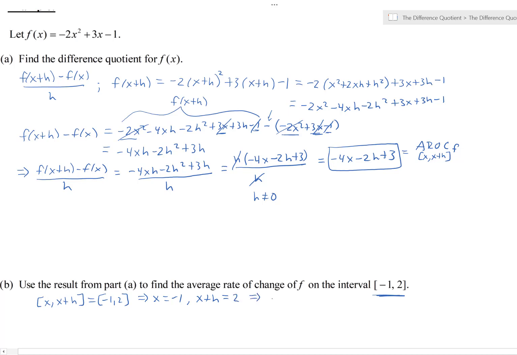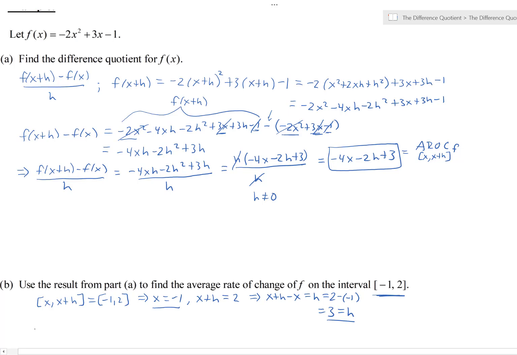And if we calculate what the difference in these two values are, x plus h minus x, or the h as we're interested in, that is just the difference between the values 2 and negative 1. Hence, h is 3. So we got our x, we got our h. Really, this is equivalent to asking what is the average rate of change from negative 1 to 2, where negative 1 is the left-hand endpoint, and then the right-hand endpoint 2 is 3 units away from negative 1 to the right. So we're going to just plug it in our formula.